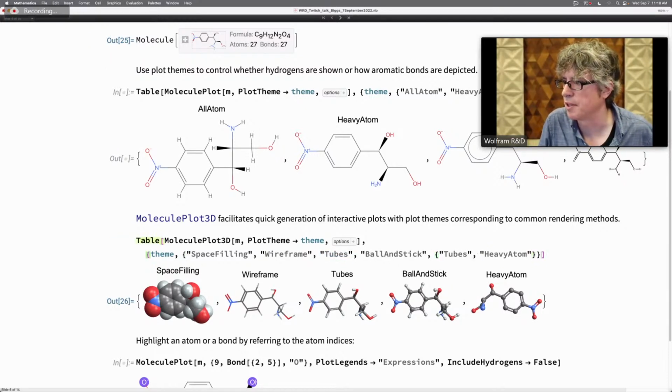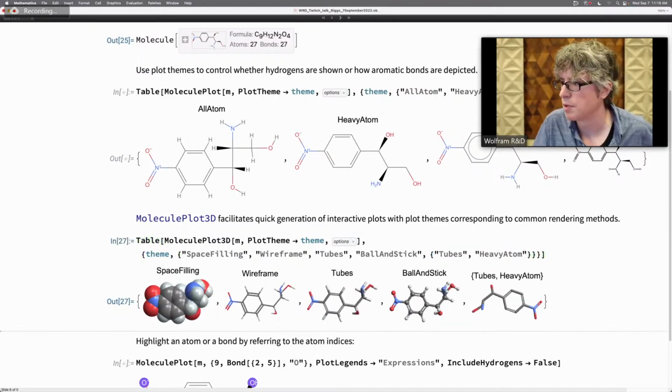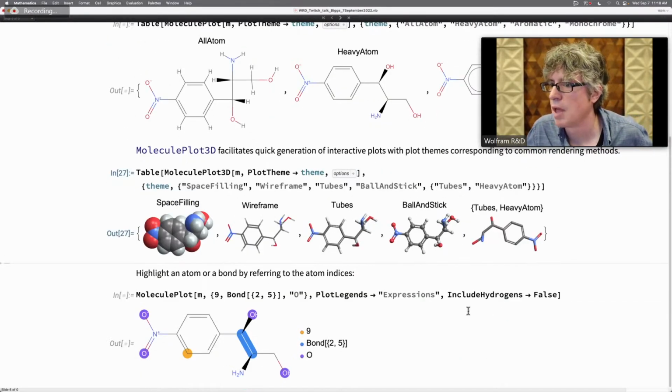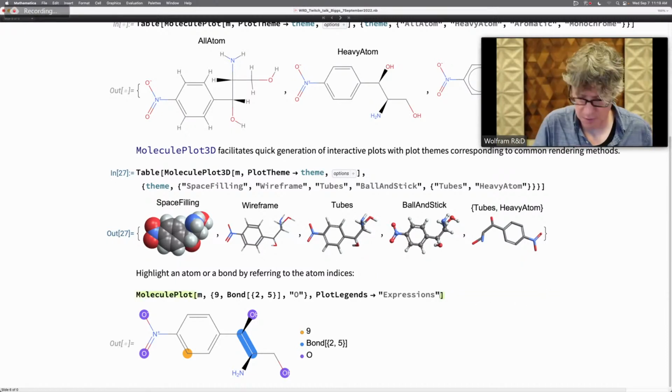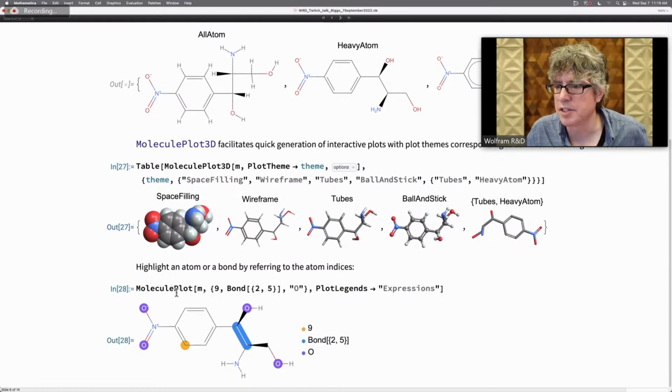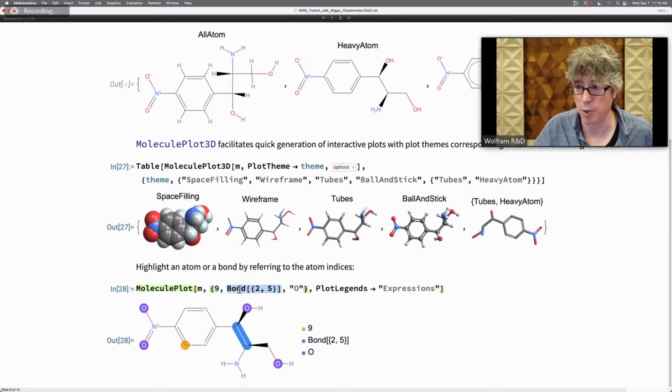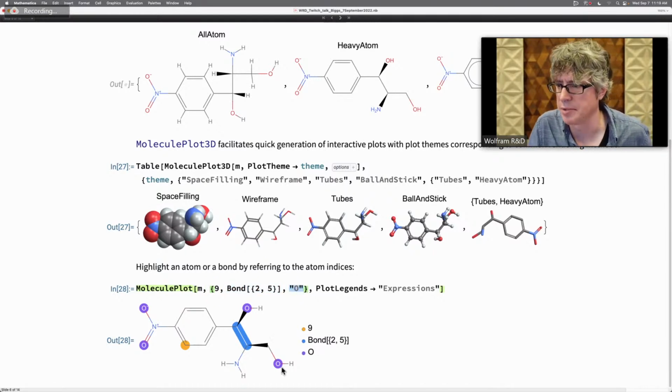Combine your plot themes. And then you can also highlight particular atoms. So in this case, we're highlighting molecule M, and I want to highlight atom 9. And I also want to highlight the bond between atoms 2 and 5. And then I want to highlight any oxygen atoms. And so there we go.